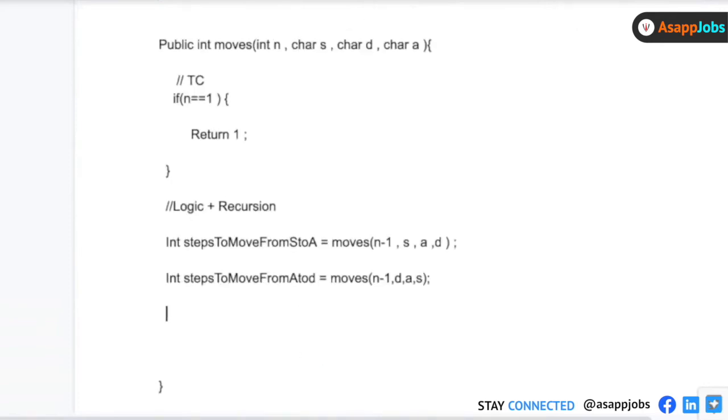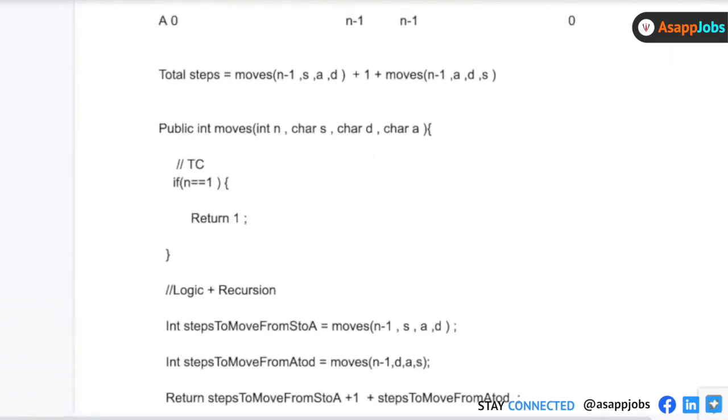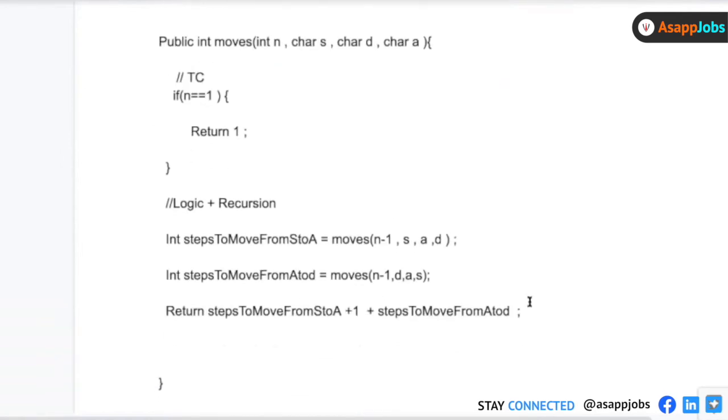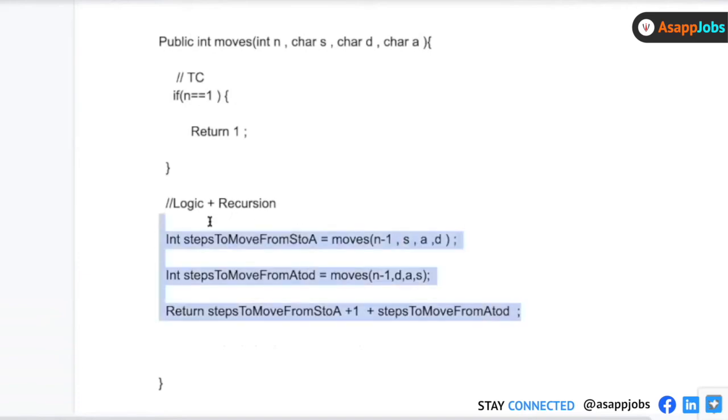My answer should be steps to move from the S to A n minus 1 points, plus 1 point that is needed to move from the remaining S to the D, and then moving the remaining points from the A to the D. And this will be my answer. The same thing that I've done here is what I have written here. If you wanted, I could have written all these three things in a single line of statement. So the whole code gets solved in just 3 lines of code using the recursion.